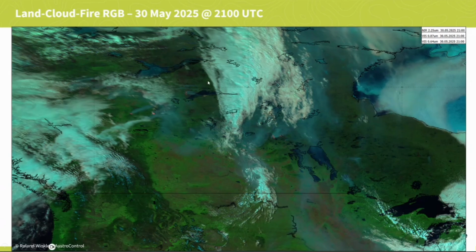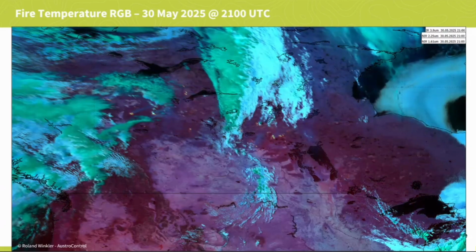So this RGB is suited to see smoke and fires, but there's another RGB, which is called the fire temperature RGB, which is much more sensitive to the fires, because it has other channels that are sensitive, like 1.6, 2.25, and the 3.8 micrometer channel. All of them are sensitive to fires, and you see here these hot spots where the fires are. Unfortunately, in this RGB you cannot see the smoke. You have to use a visible channel to see the smoke, which is not included here.